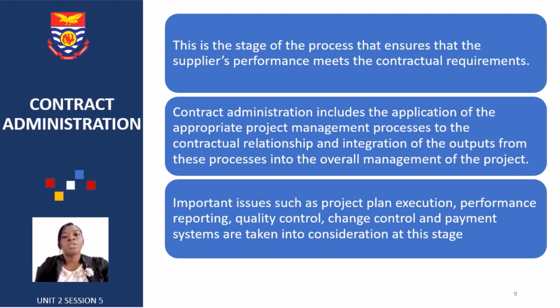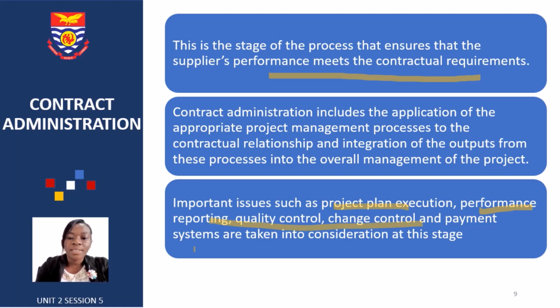And so at this stage, we ensure that the supplier's performance meets the contractual requirements. Contract administration includes application of the appropriate project management processes to a contractual relationship, and then integrates the output of these processes to the overall management of the business. Important issues such as how the project is going to be executed, the performance reporting, quality control, change control, payment systems are all considered in this stage.